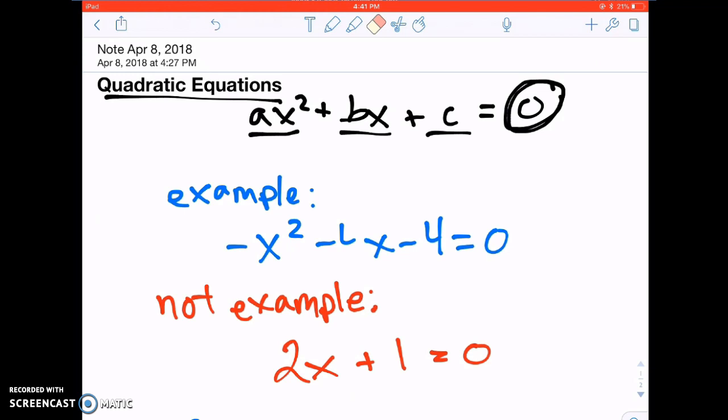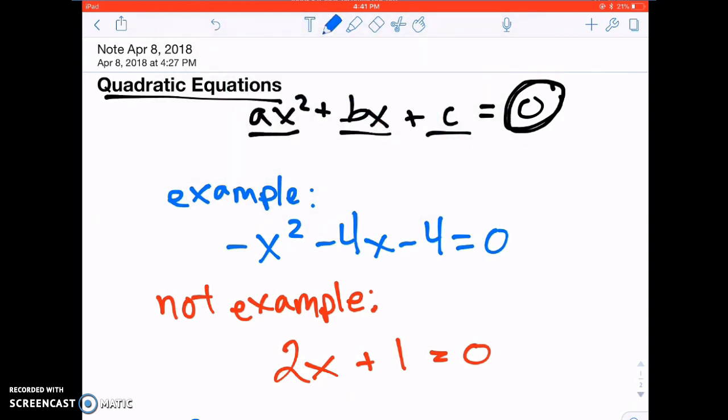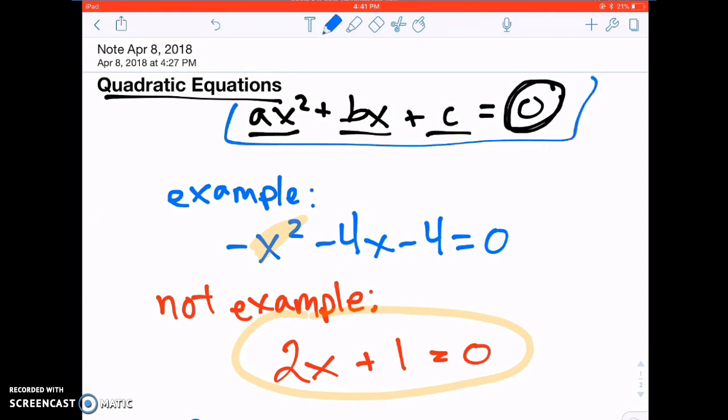Here's an example of something that's a quadratic equation. Take a look at this blue one. We've got negative x squared minus 4x minus 4 equals 0. Obviously, we have that nice little x squared here, so it's a quadratic equation. This red one is not a quadratic equation, and hopefully you can see because there is no x squared anywhere in here. That's just a simple linear equation. So a quadratic equation looks something like this, and here's a good example.